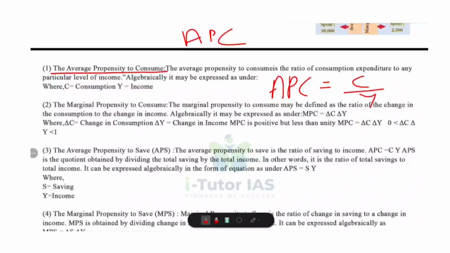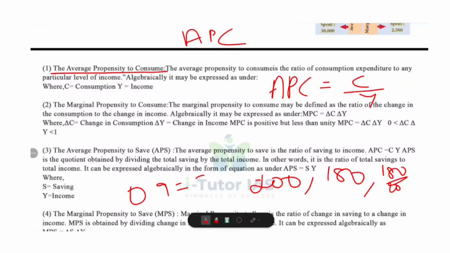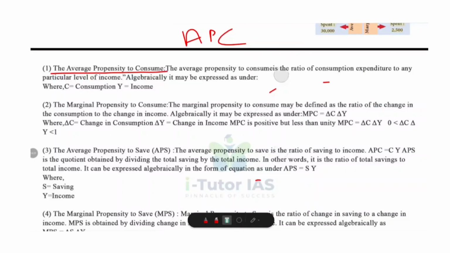Let me tell you an example. If income is equal to 200 and consumption is equal to 180, then what is APC? 180 divided by 200. That means 0.9 or 90%. That means people are spending 90% of their income on consumption. Hope you understand.